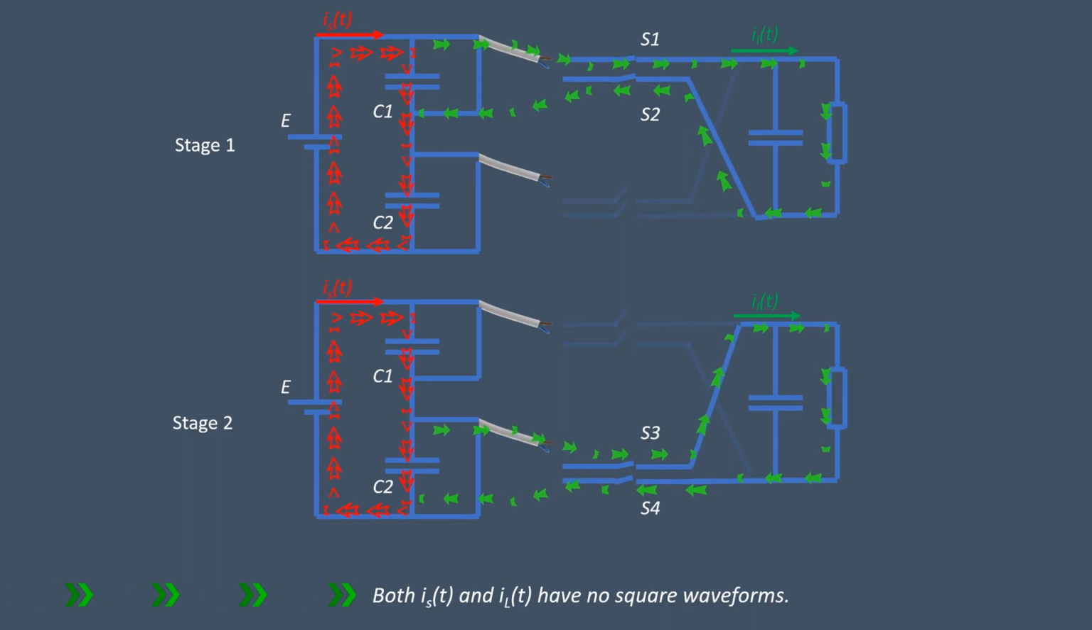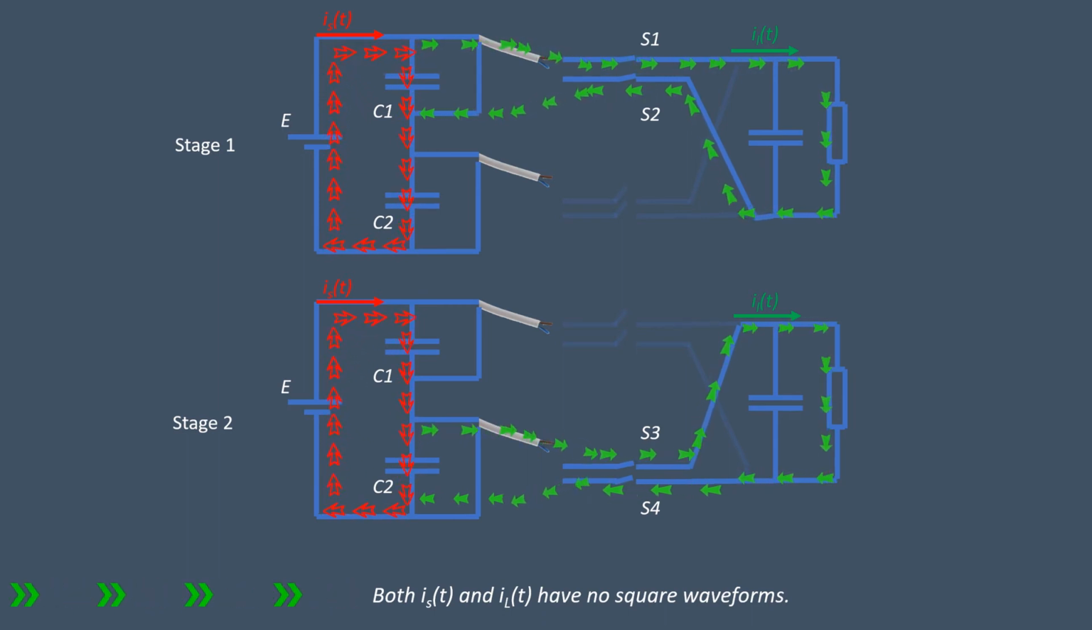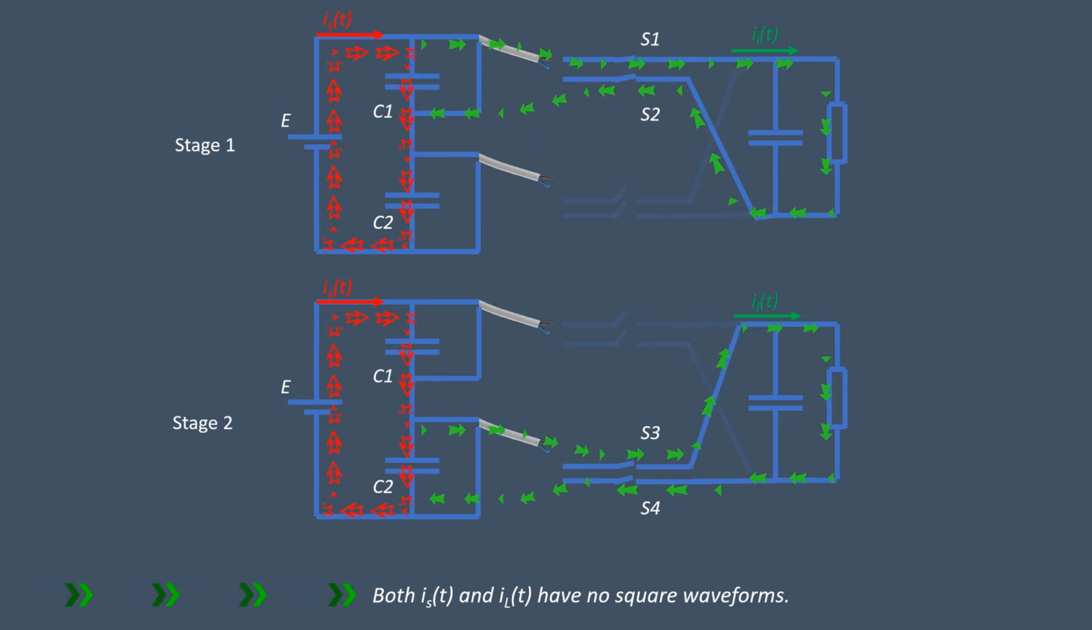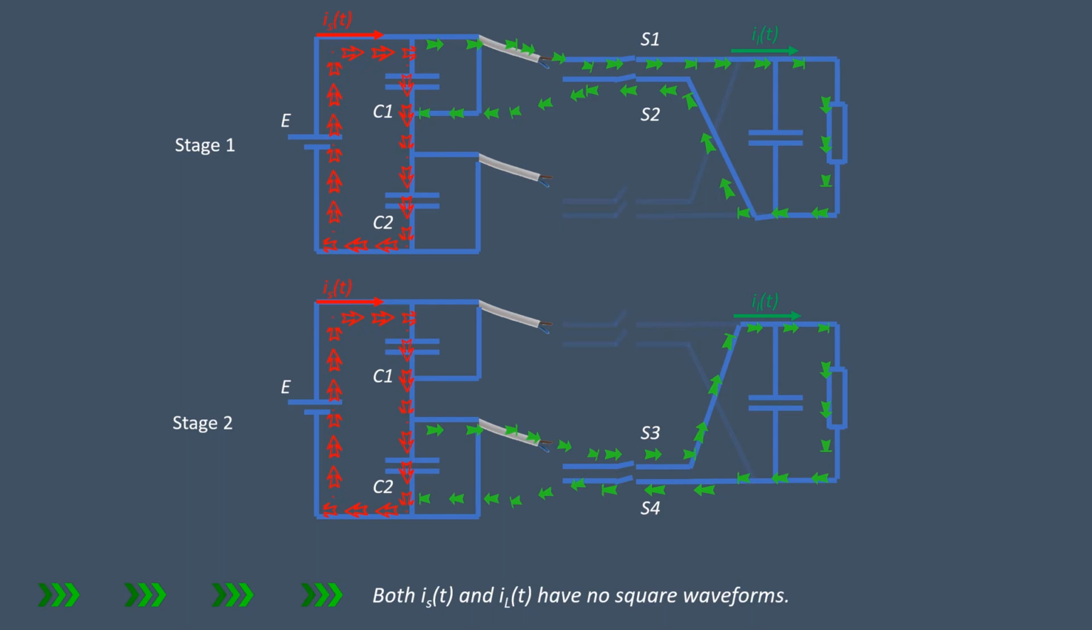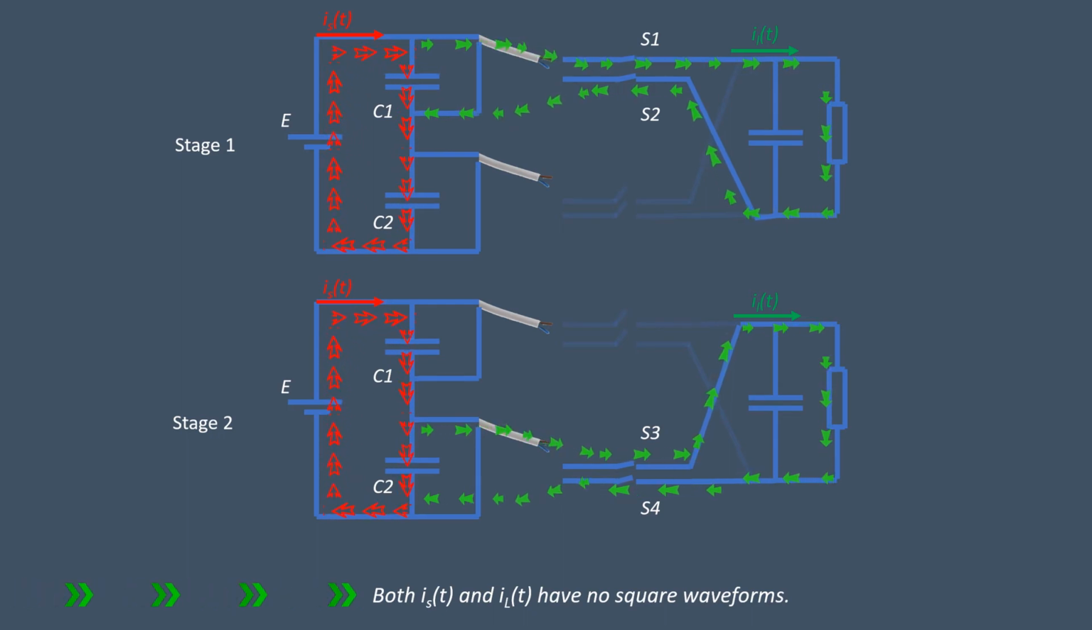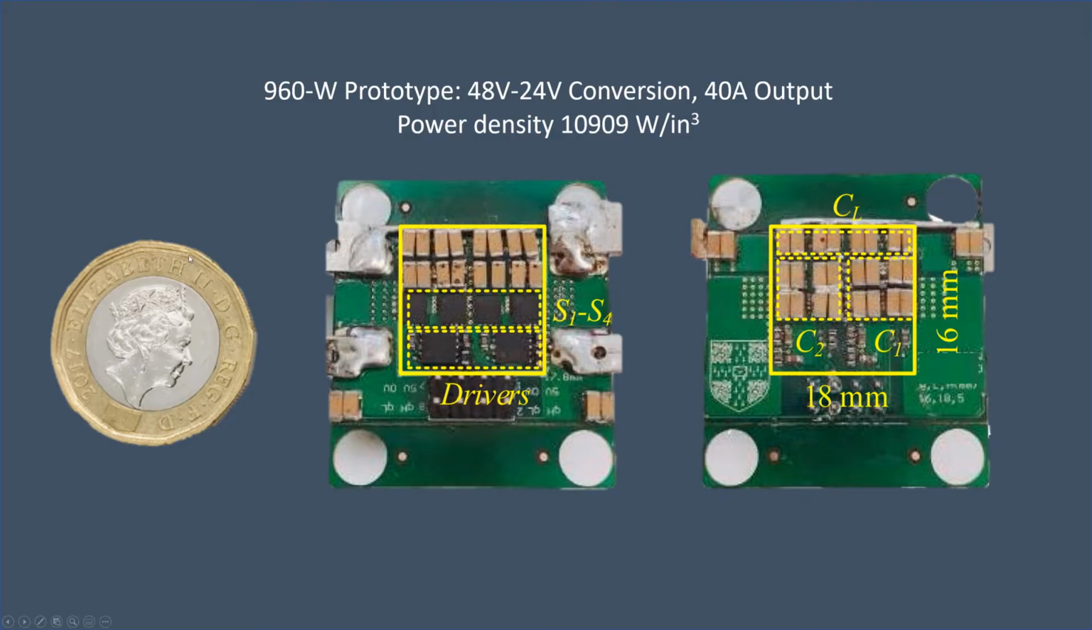We can notice that both the source current IS in the red loop and the load current IL in the green loop have no square waveforms. This is why our ripple is small. The concept of our SAC converter is very simple, and its implementation is also simple and practical.